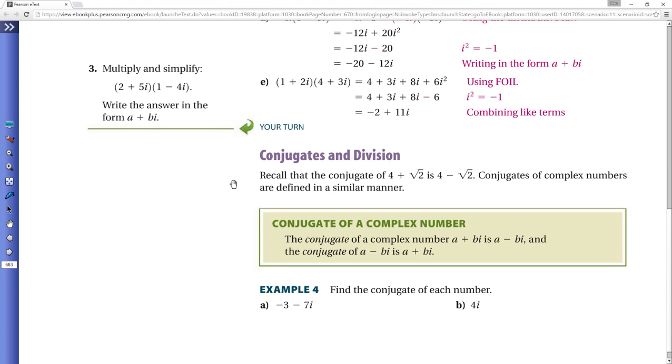Now, conjugates and division, we talked about multiplication, and we're going to run into a lot of issues that we're going to try to deal with in division. And it's kind of like radicals in the denominator and those kinds of things when we have an addition.